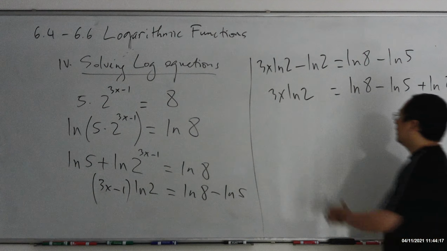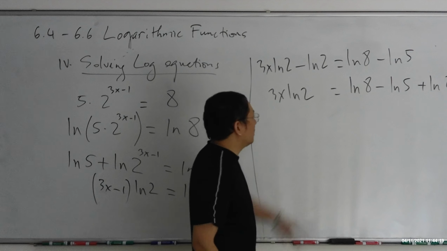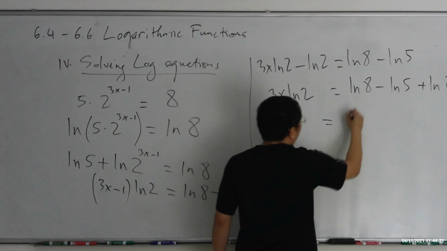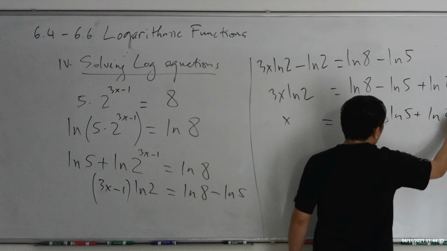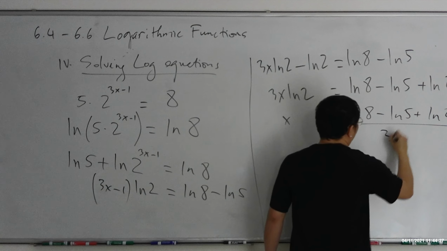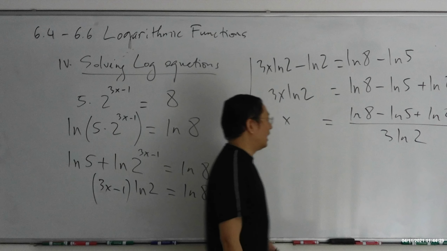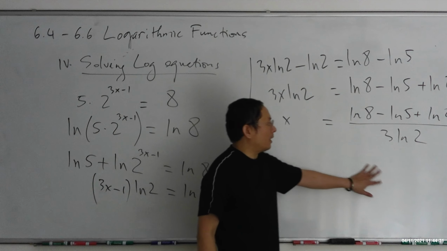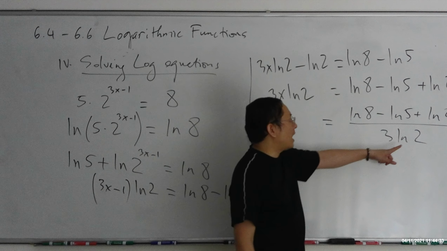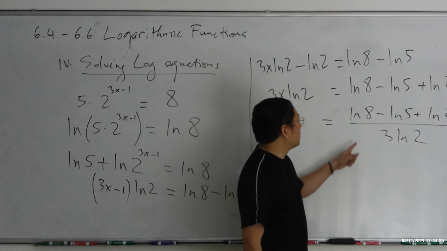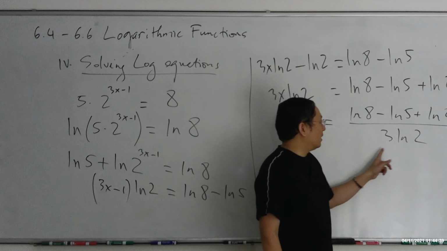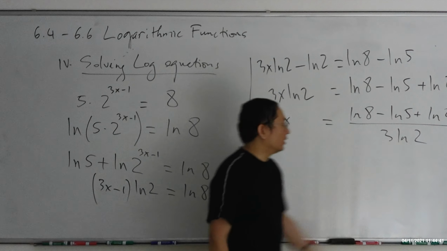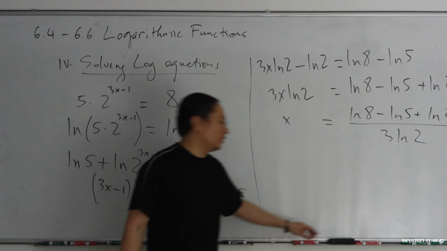Okay? Now what? Divide both sides by 3 ln of 2. You have the answer. So x equals ln of 8 minus ln of 5 plus ln of 2, all over 3 ln of 2. I will stop right here, but in the homework, they may ask you to plug this fraction into your calculator and find a solution. So ln of 8 minus ln of 5 plus ln of 2 in parentheses, and then divide by 3 times ln of 2. Hit enter. You should have a decimal answer.